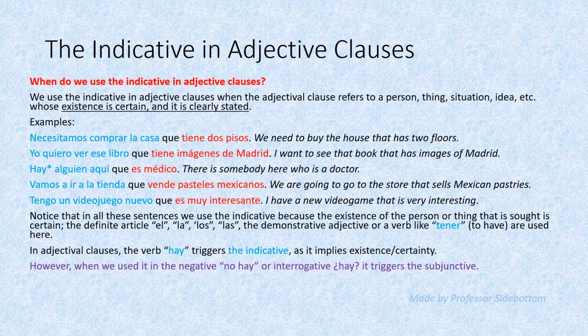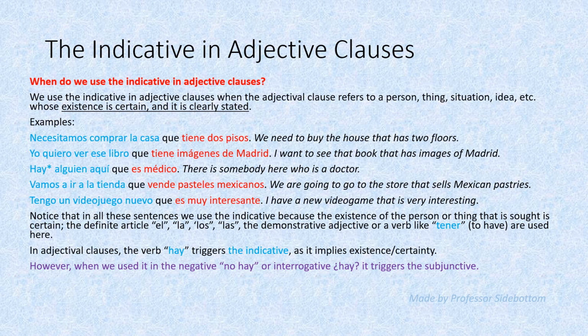Next, let's talk about the indicative in adjective clauses. When do we use the indicative in adjective clauses? We use the indicative when the adjectival clause refers to a person, thing, situation, idea whose existence is certain and it is clearly stated. Here are some examples. Necesitamos comprar la casa que tiene 2 pisos. We need to buy the house that has 2 floors.